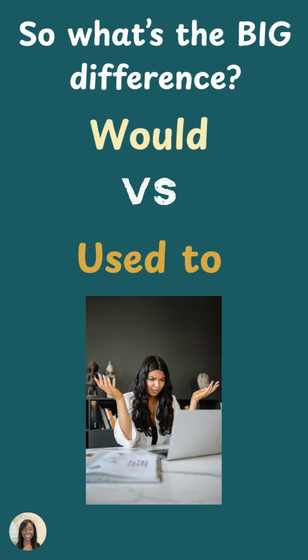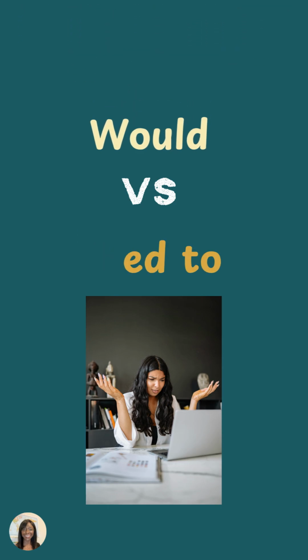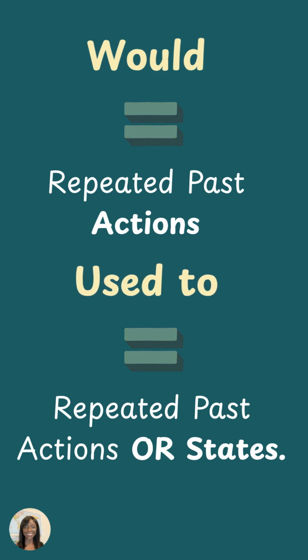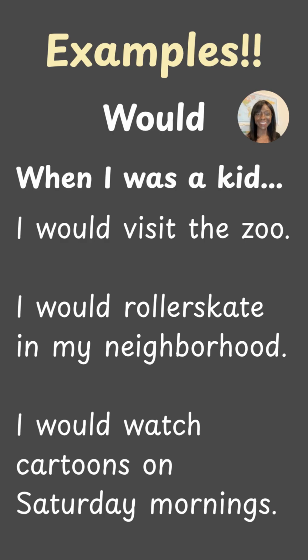So, what's the big difference between these two? We use would for repeated past actions, but we use used to for repeated past actions or past states or feelings. Let's go to one more group of examples.